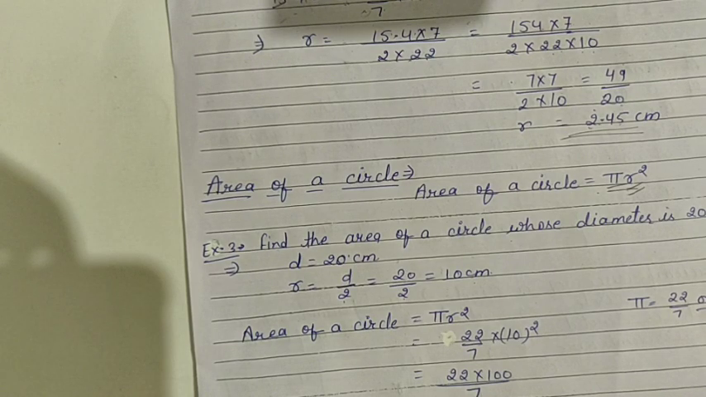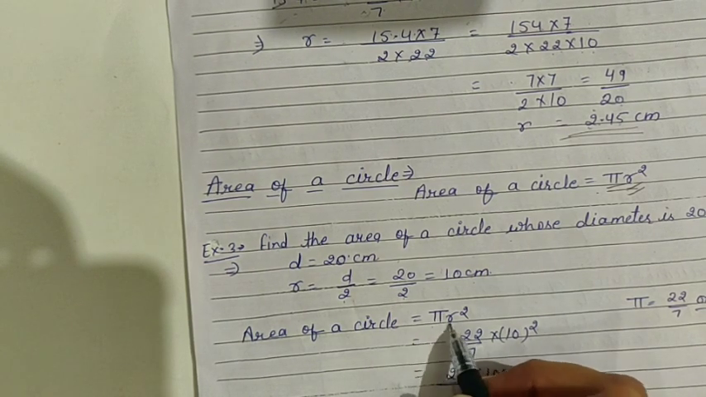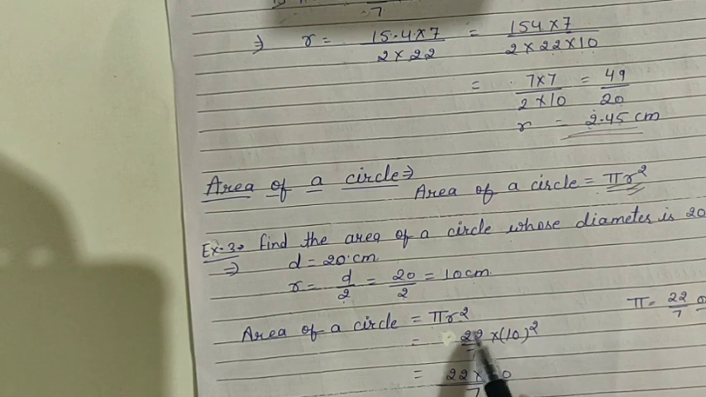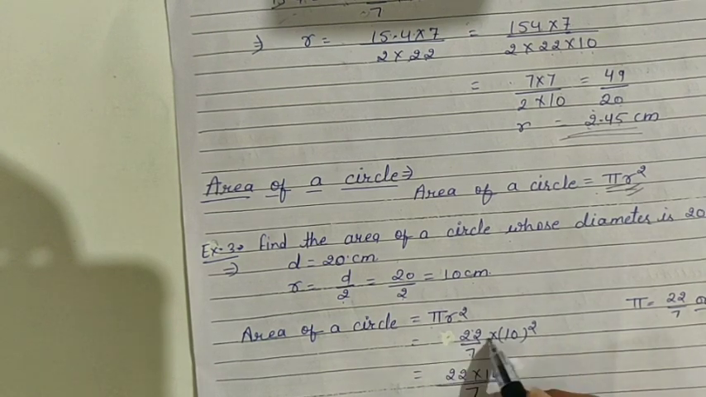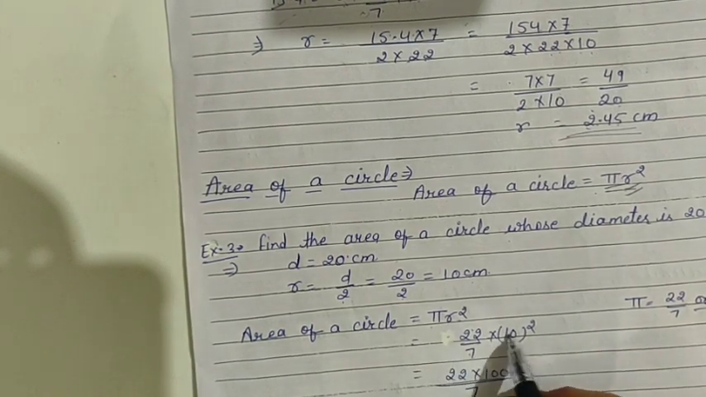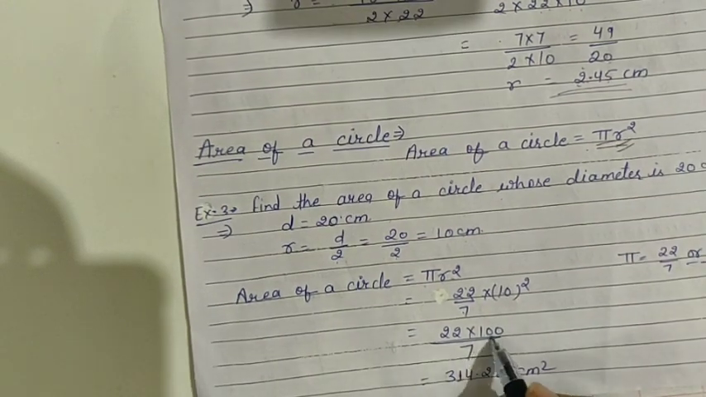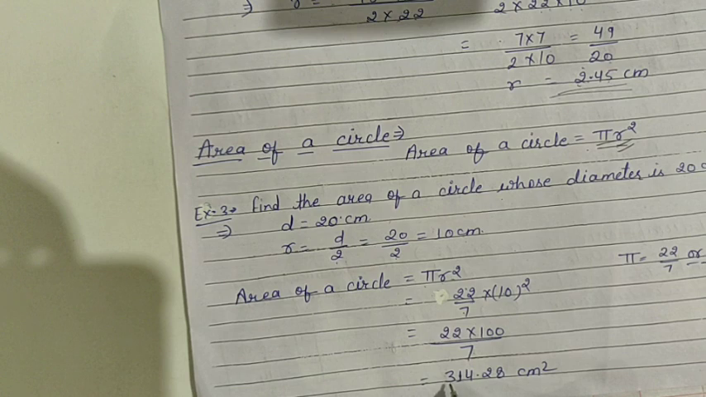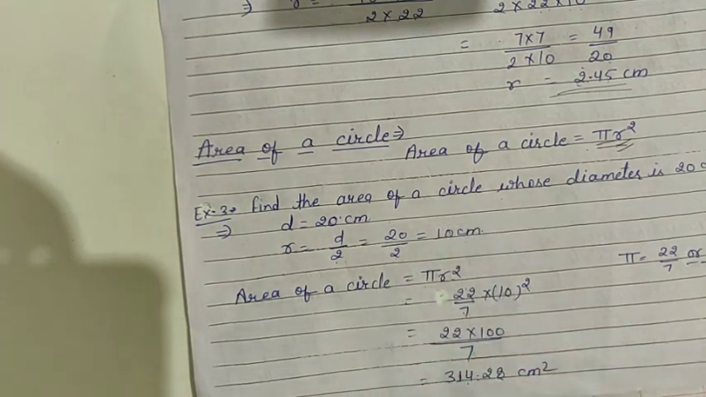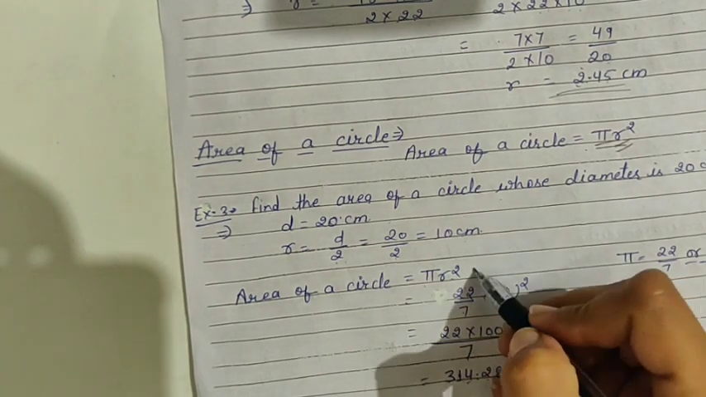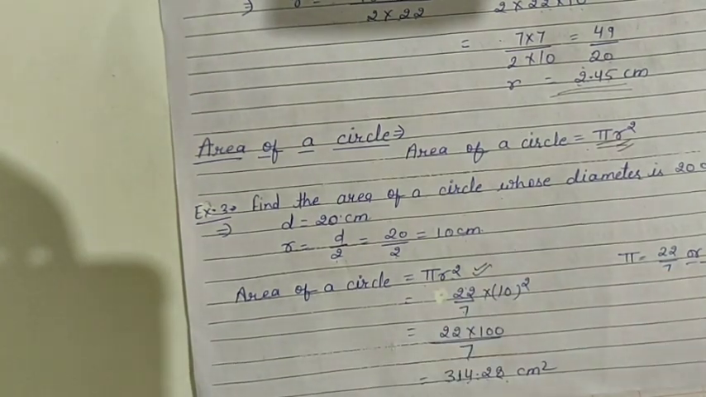Now we will find the area of this circle, which is equal to pi r square. Pi is 22 upon 7 into 10 square. So 22 upon 7 into 100, which is equal to 314.28 centimeter square. So this is the area of the circle, 314.28 centimeter square, by this formula pi r square.